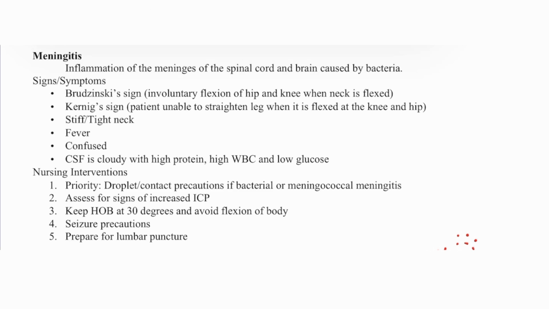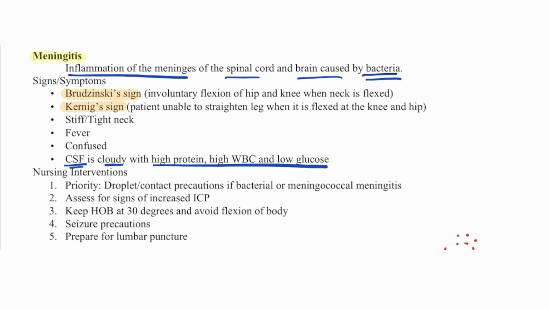All right, now let's talk about meningitis. So this is an inflammation of the meninges of the spinal cord and brain caused by bacteria. So signs and symptoms, we're looking for Kernig's sign, which is involuntary flexion of the hip and knee when the knee is flexed. There's also a sign where the patient is unable to straighten the leg when it is flexed at the knee and hip. They will have a stiff, tight neck, fever, confusion. Their cerebral spinal fluid will be cloudy with high protein, high white blood cells, and low glucose.